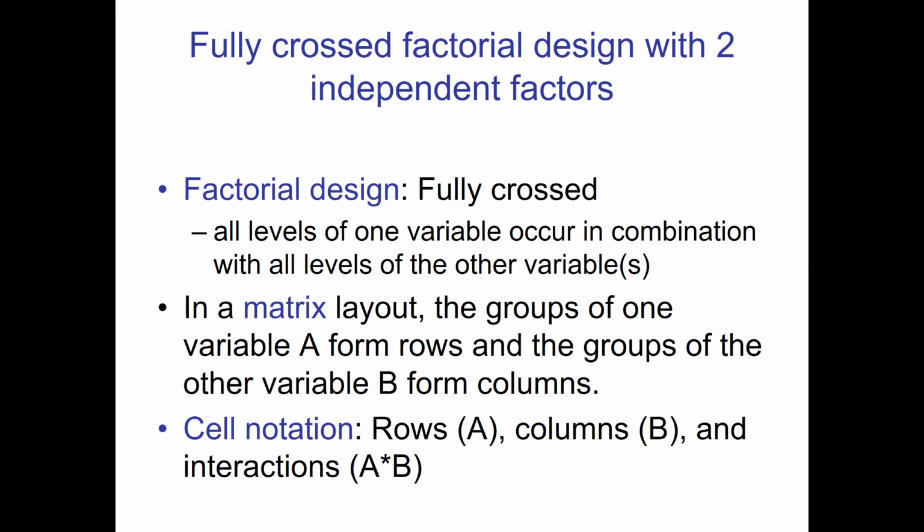So in a matrix layout, the groups of variable A are usually shown in rows, and the groups of variable B are shown in columns. Again, it's arbitrary which you call A and which you call B. So the rows are A, the columns are B, and there is a term called the interaction, which is AB, which we will cover at greater length in a little bit.